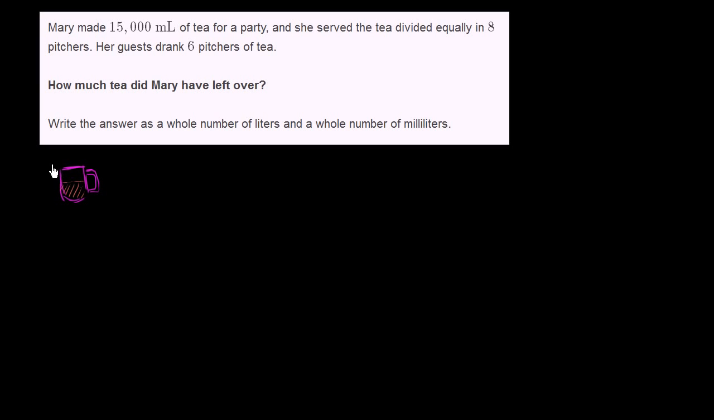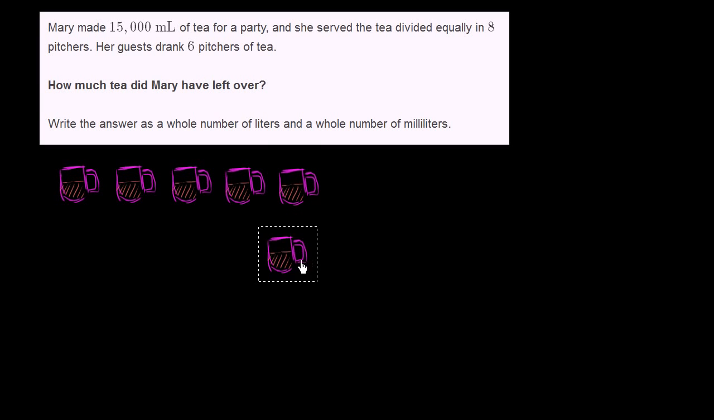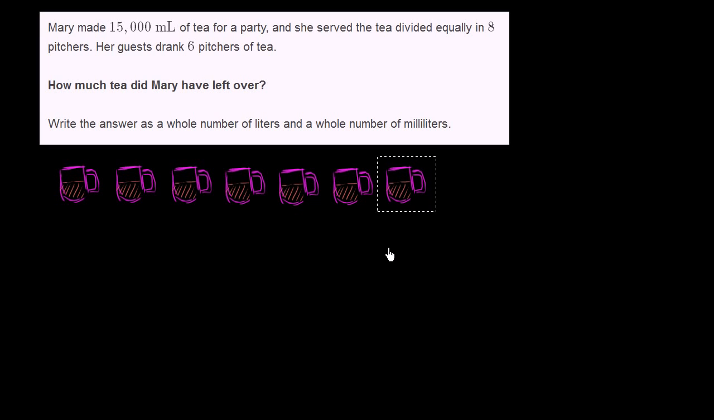And let me copy and paste this. So she's going to have 8 of these. So it's 2, 3, 4, 5, 6, 7, and 8. So she wants to put the exact same amount of fluid in each of these 8. So she's going to divide evenly the 15,000 milliliters into 8 pitchers.